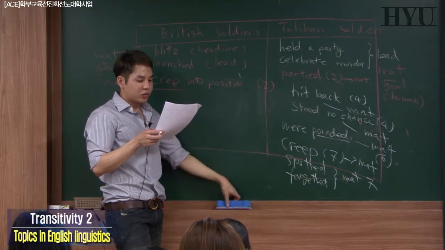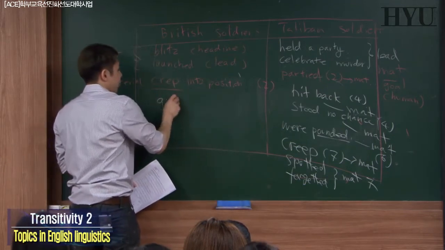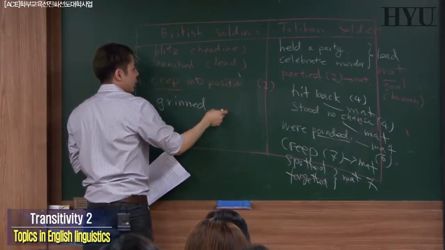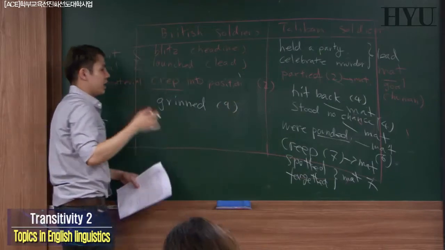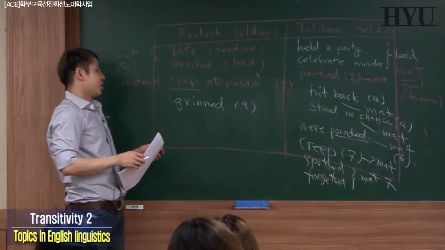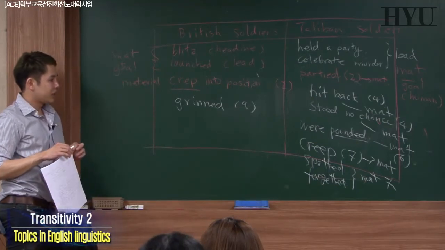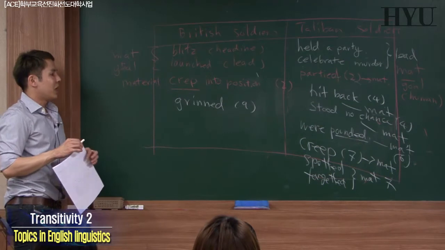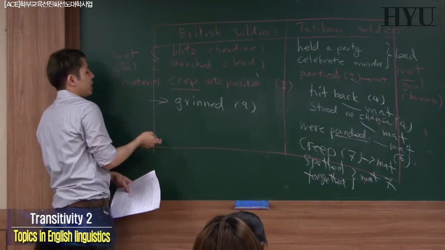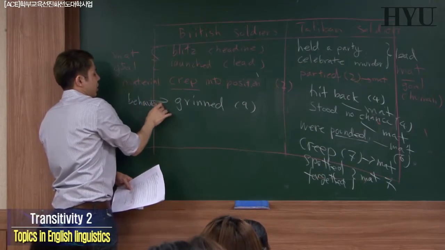Number 9, Troop Sergeant Dominic Conway, who directed mortar rounds, grinned. So we have the British soldier here in number 9. Grin is to kind of smile, right? To smile in a kind of, I don't know, facetious way. Maybe this one is the behavioral process, right?